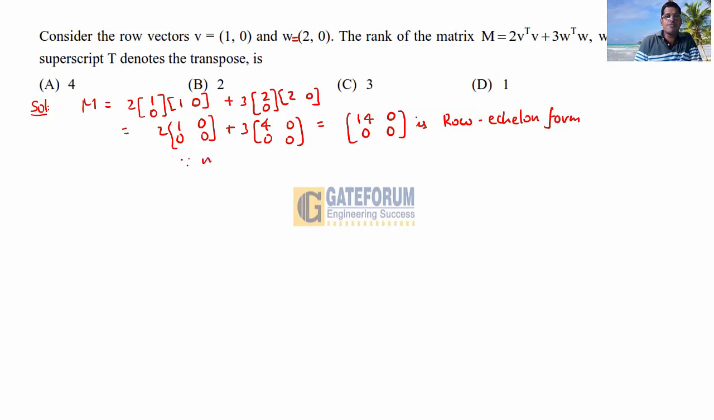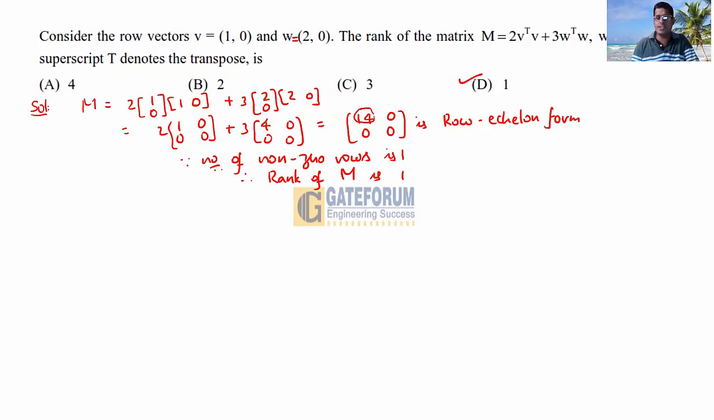Since the number of non-zero rows, the last row is a zero row, the first row is a non-zero row, this non-zero element is 14, hence the rank of matrix M is 1. So the answer is 1. Accordingly, the option is D. This is the end of the question.